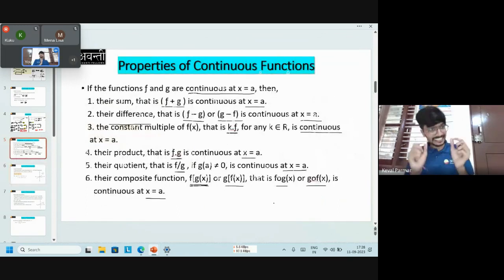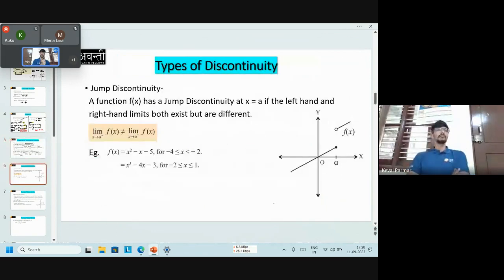which is types of discontinuity. We all know that some functions will be discontinuous. According to our observation, we have divided the types of discontinuity into two parts. The first one we call jump discontinuity, meaning there is a jump in the function. The function jumps from one value to another.